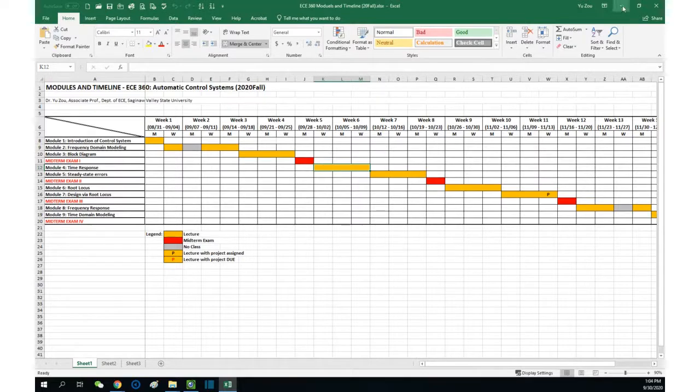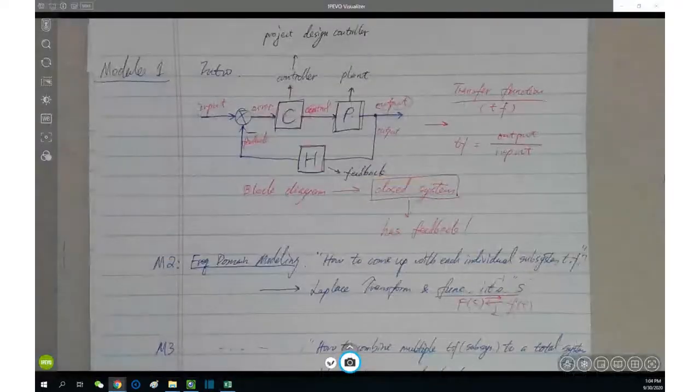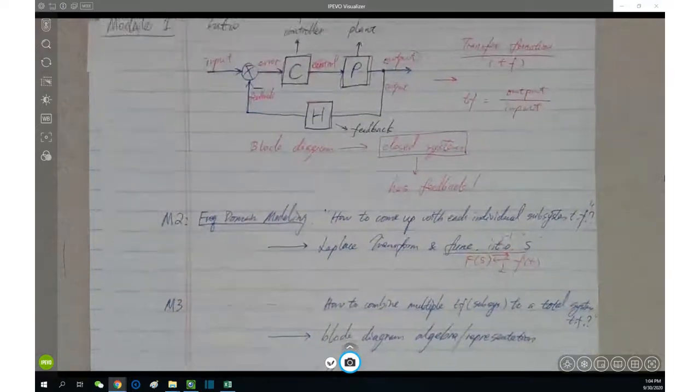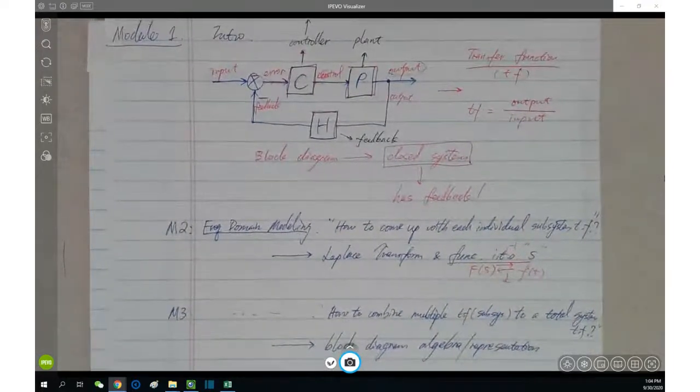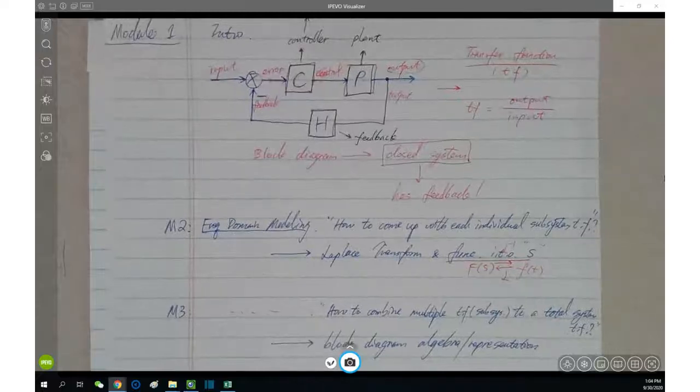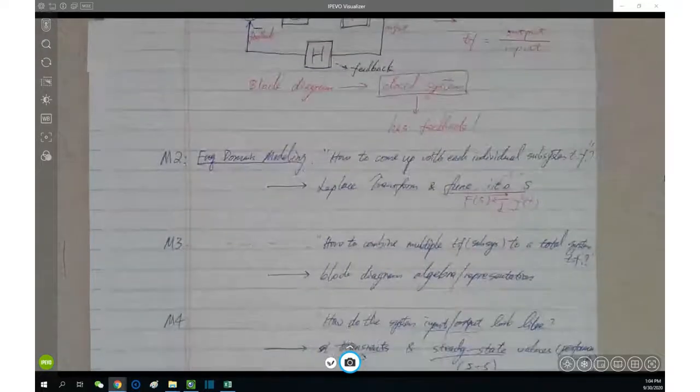Time response. To understand what we are talking about, we need to go back to the very first lecture, where we presented a kind of summary of the correlation among all of the modules we can learn, right? So we have done module 2, frequency domain modeling, and module 3, the transfer function block diagram. After understanding these two modules, we go ahead to do module 4, which is the time response.